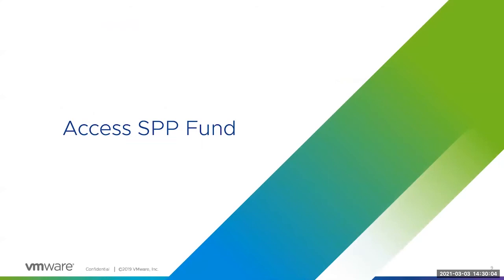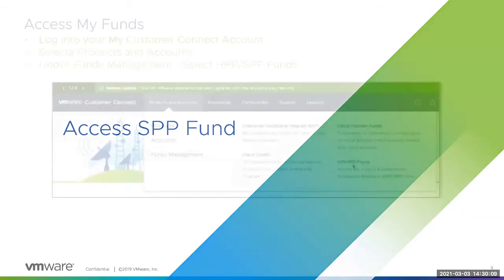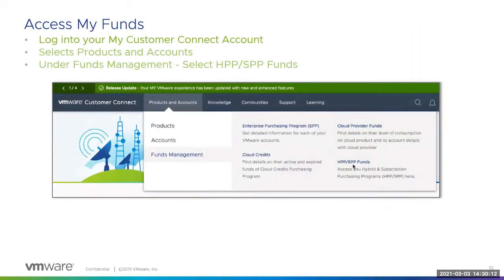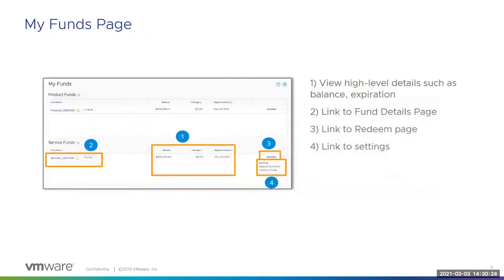How do you access and use the credits contained within the SPP fund? You will need a Customer Connect account. To access SPP funds, log into your Customer Connect account. Select Products and Accounts. Under the Fund Management section, select the HPP SPP Funds option. You can see a list of all your SPP funds on the My Funds page. From this page, you can access various settings. Also, click on the fund name to access the fund details page where you can view redeemed services, deposit details, and export activity reports.